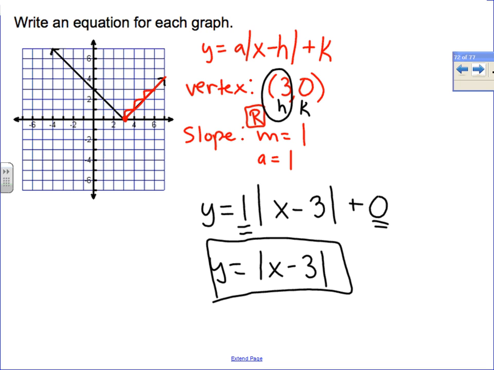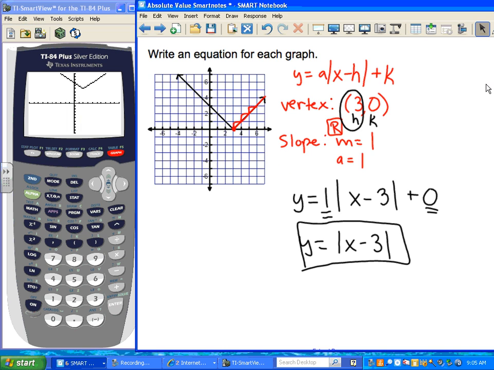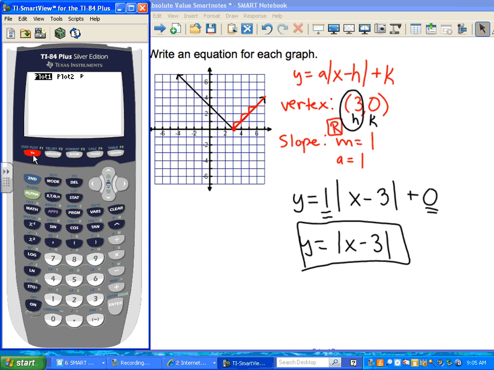Now, if you want to type this into your calculator to check, feel free to do so. Actually, let me just do one more of these with you. Let's type that in. Let's go back to our y equals. I'm going to clear what's there. Go to Math, Number, ABS. Type in x minus 3. Hit the right arrow. And then graph. There it is. And you could even go up and hit second graph to look at your table.